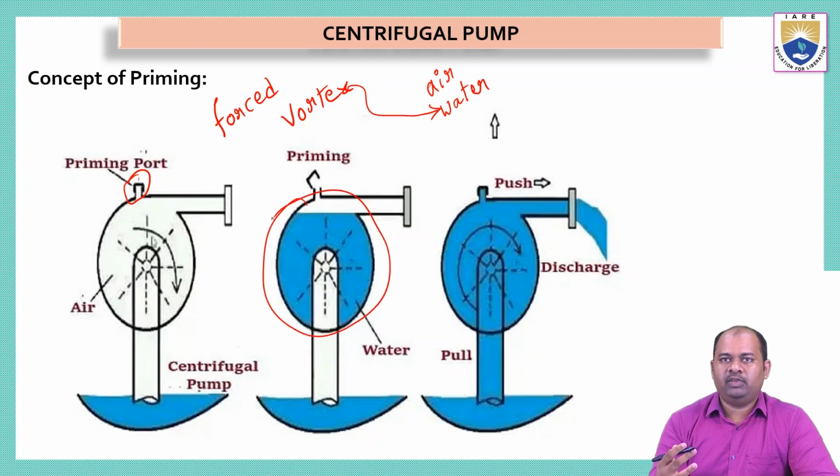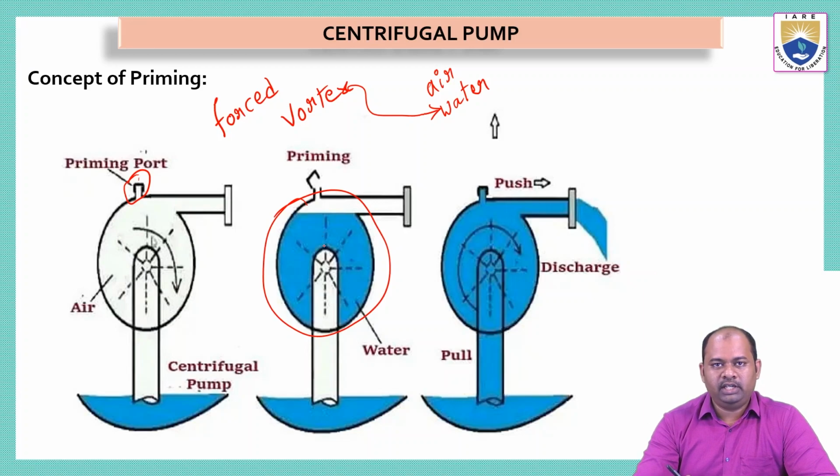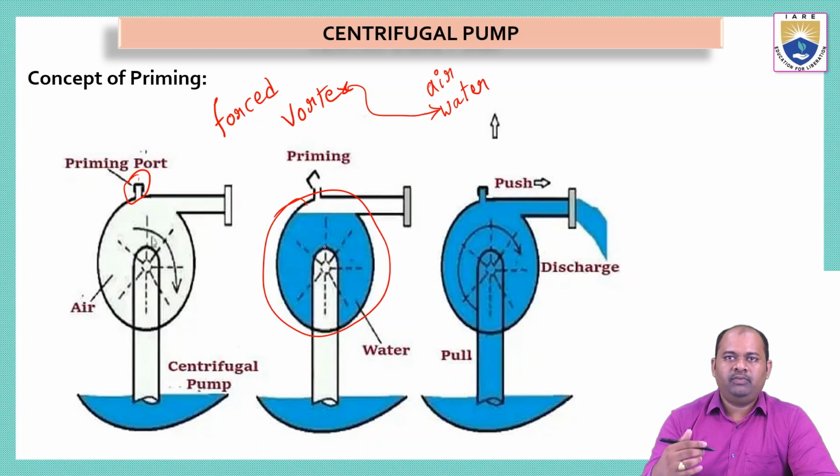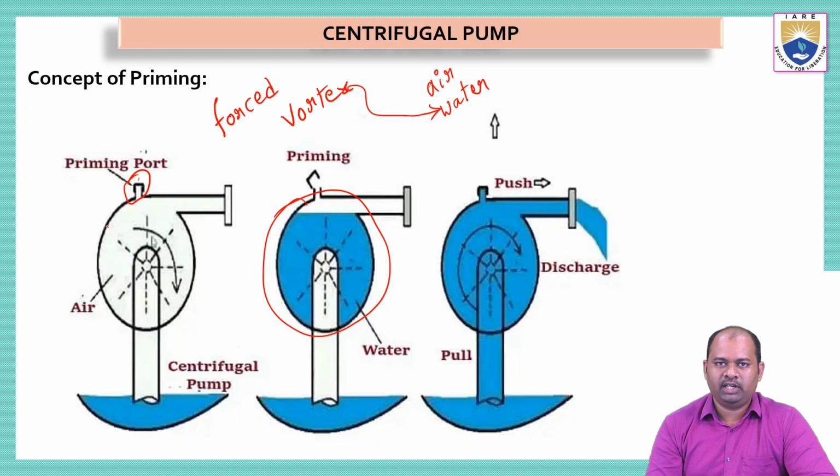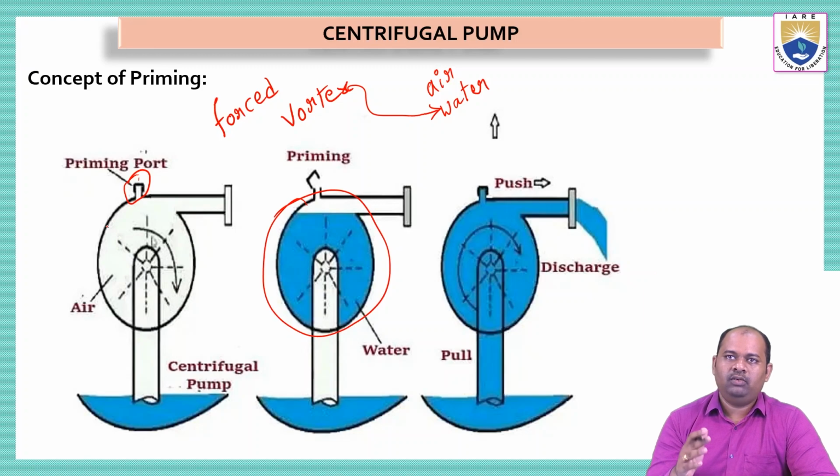Okay, the casing is filled with water, and in this condition, if we try to switch on the centrifugal pump, the impeller will rotate along with the water. Previously there was no water, but now we have filled some water inside the centrifugal casing, and when we switch on this motor, the impeller will rotate the water. Now we can form a forced vortex inside the water. So this process is called priming.